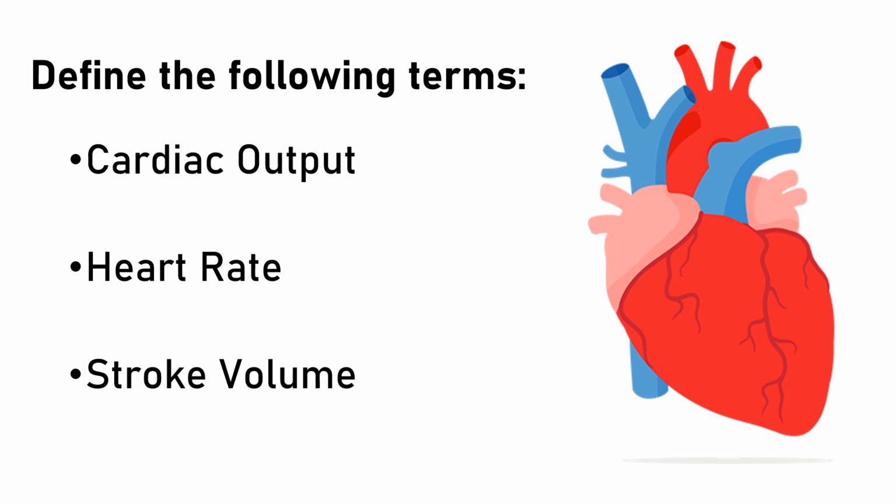You need to be able to define the following terms. So this video really is just giving you some of those terms so we can build on them in class. So the 3 terms that you need to know are cardiac output, heart rate, and stroke volume.